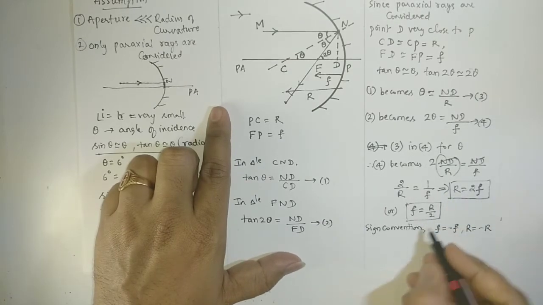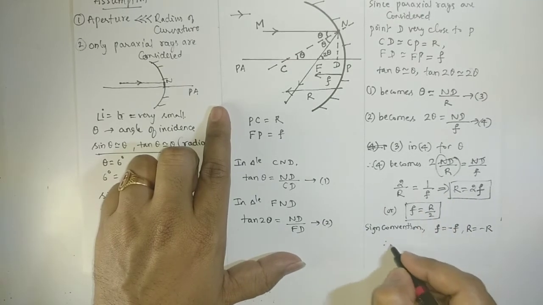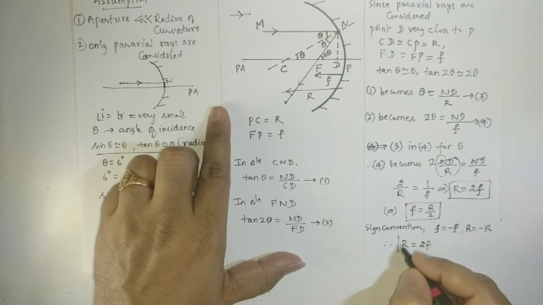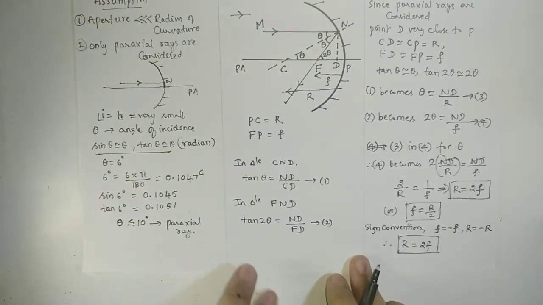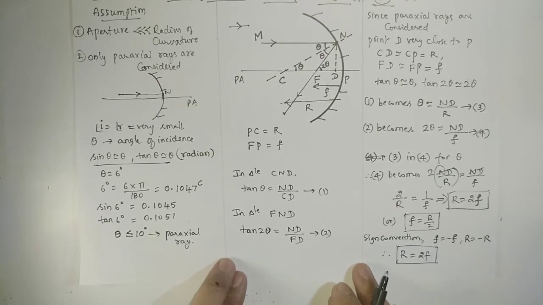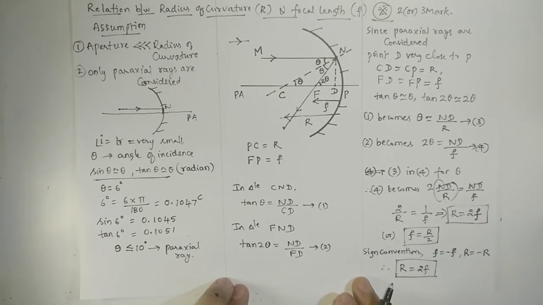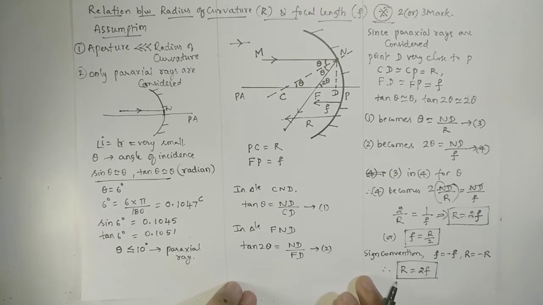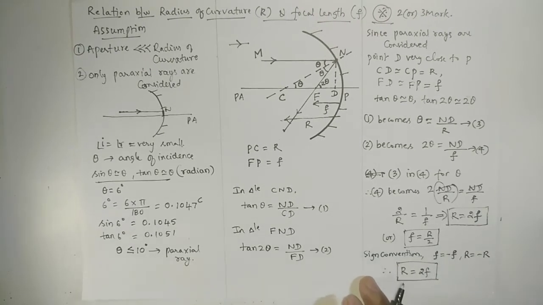So if you substitute these two in the following relation, you can show that again R becomes equal to 2 times F. So this will be the relation between the radius of curvature and focal length of a given mirror that you are going to make use of. So keep in mind, student, this is one of the important relations, one of the important questions for your exams.